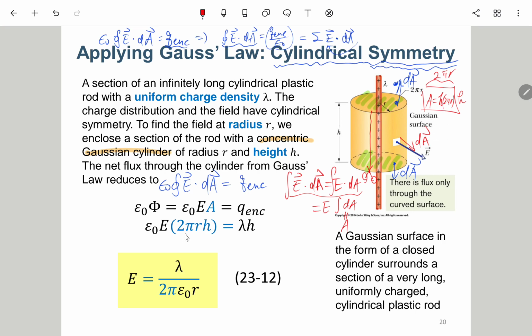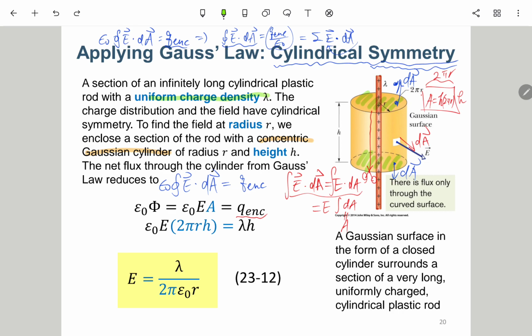Okay, so here we have 2 pi r h for the area, and in such a way, we also assume that the charge, the uniform charge density lambda, the uniform charge density here, and yeah, so the Q enclosed is actually like the charge.